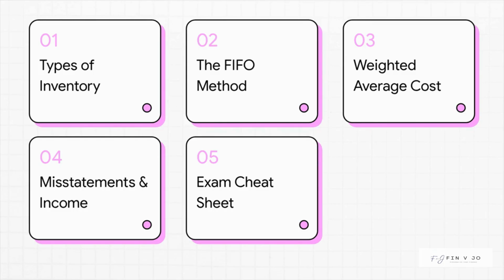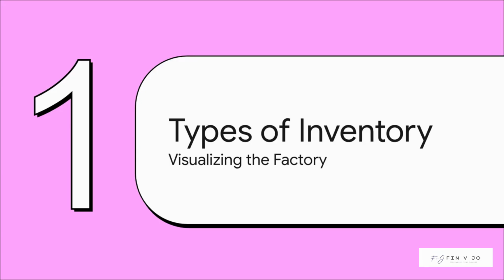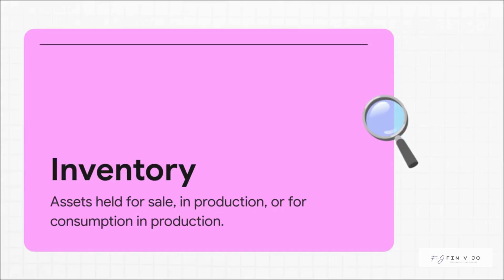Let's get into it. Section 1. The 3 types of inventory. Visualizing the factory floor. Let's start with physical reality before we start attaching dollar signs to everything. So by definition, inventory isn't just the final, polished product sitting on a retail shelf. According to accounting standards, it's kind of the whole shebang. It's anything held for sale, anything currently in the process of being made, or even the raw materials consumed to actually make those goods. It encompasses the entire life cycle of a product within a company.